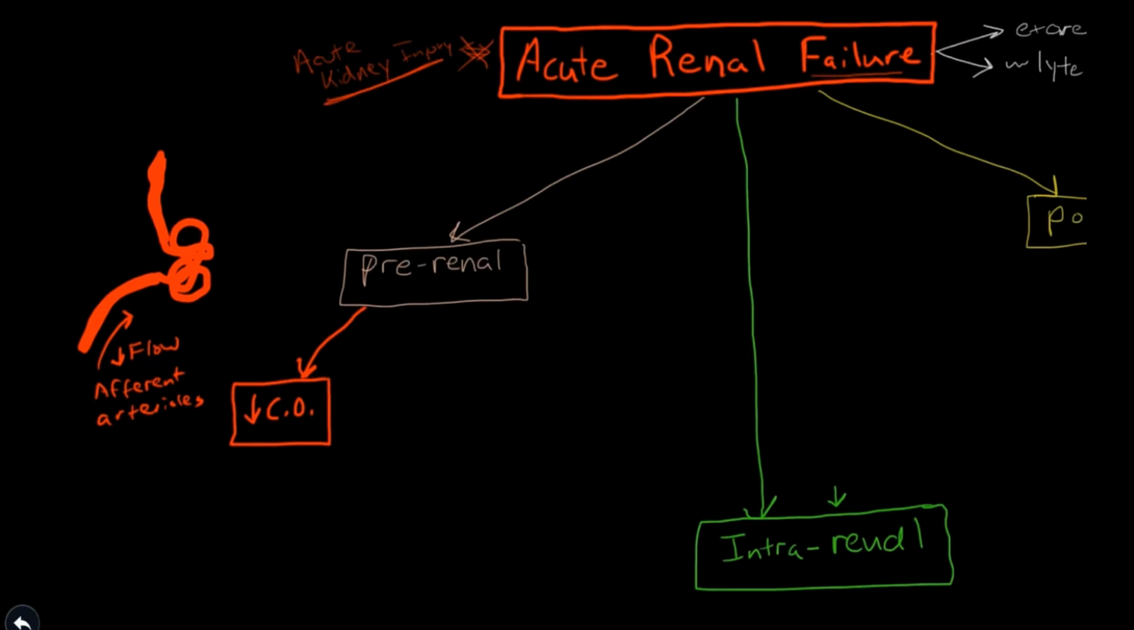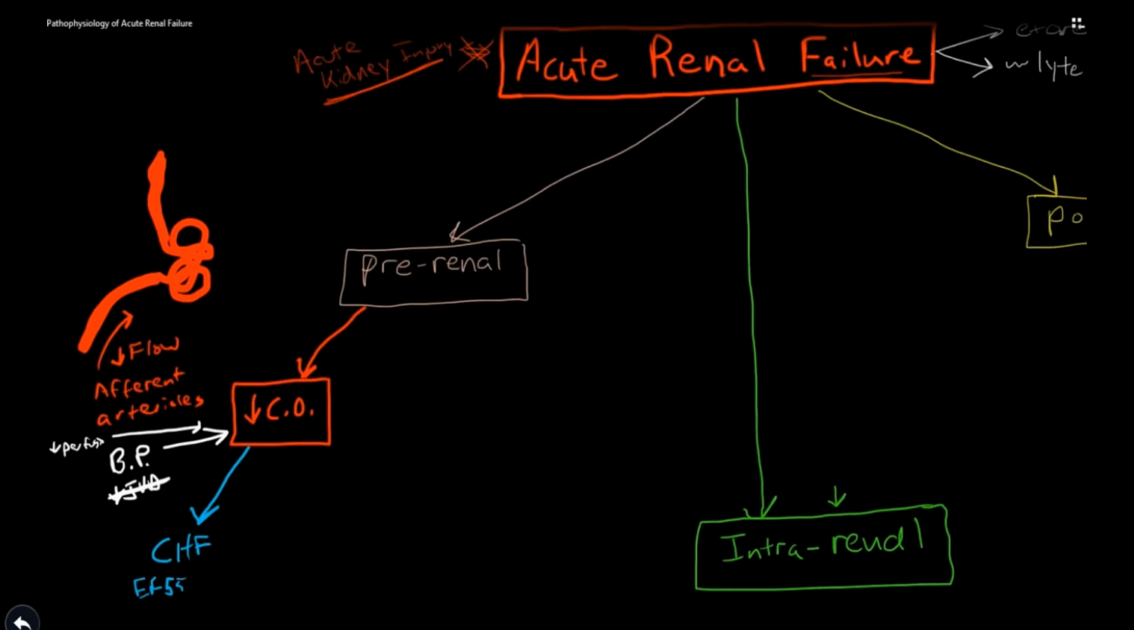Now, we could have decreased cardiac output because we have a person that has just a hypotension, or we could have decreased cardiac output because we have a patient that has congestive heart failure. So, if we have a patient that has an ejection fraction that decreases from a normal of 55% to a very low level of 20% because they've just had an acute MI and lost the function of much of their left ventricle, then this will cause acute renal failure due to acute congestive heart failure.